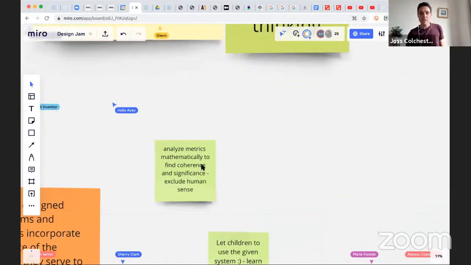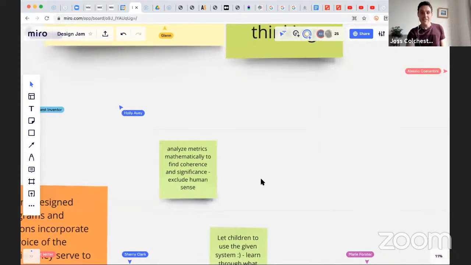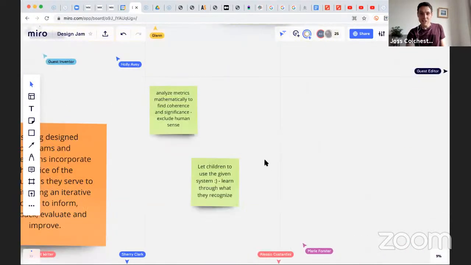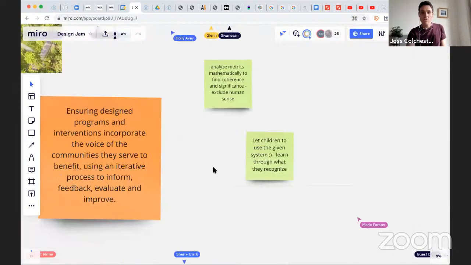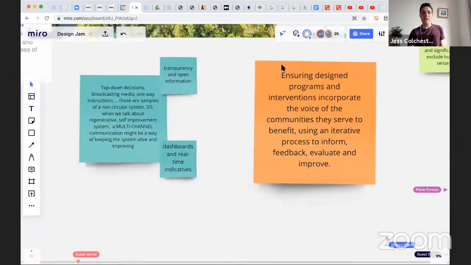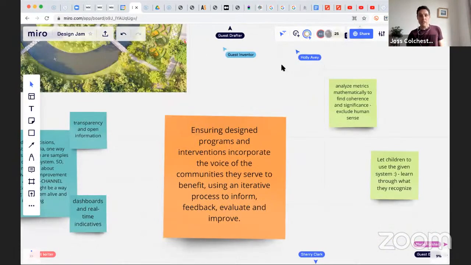Analyze metrics mathematically to find coherence and significance. Exclude human sense. Let children use the given system. Learn through what they recognize. So ensuring design programs and interventions incorporate the voice of the community they serve to benefit, using an iterative process to inform, feedback, evaluate, and improve.